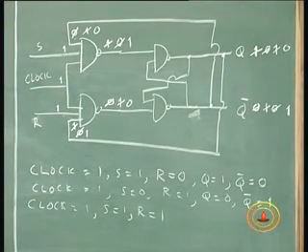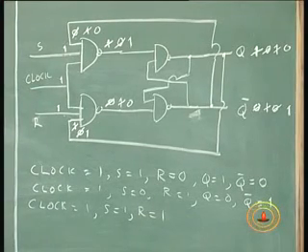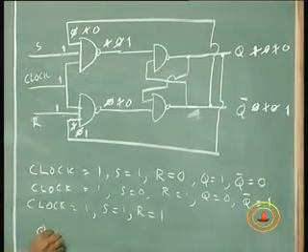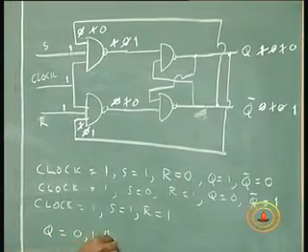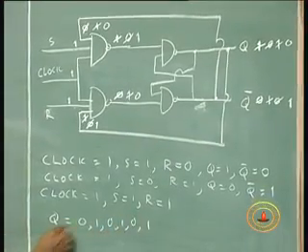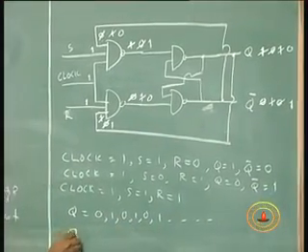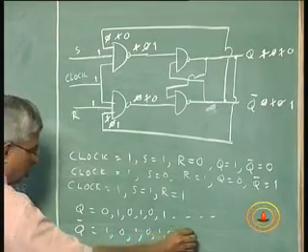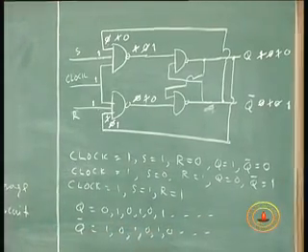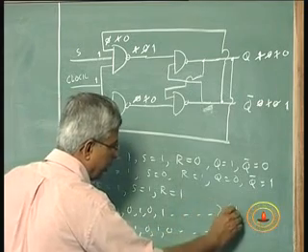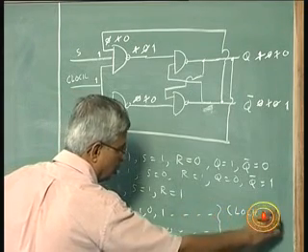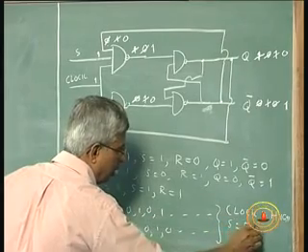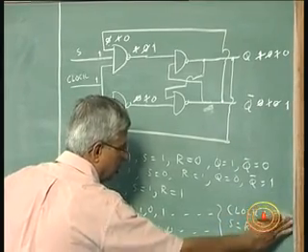As long as I keep my clock high, and as long as I keep my R is equal to 1, S is equal to 1, Q changes from 0 to 1 to 0 to 1 to 0 to 1. Q bar changes from 1 to 0, 1 to 0, 1 to 0. Of course, I am assuming clock is high, S is equal to R is equal to 1, clock is 1.